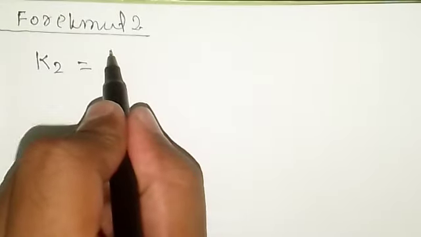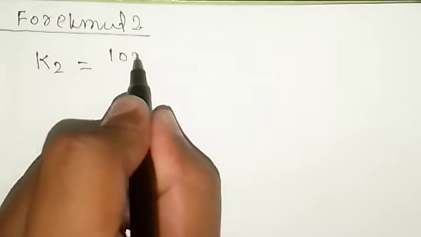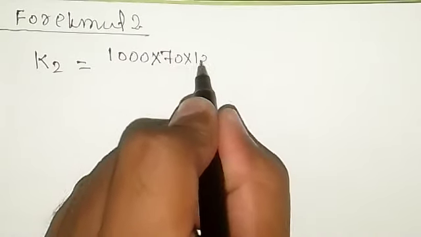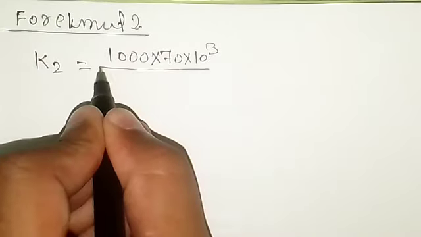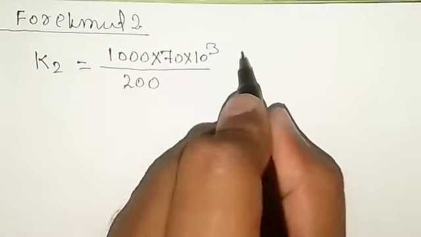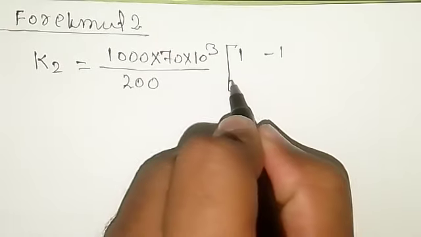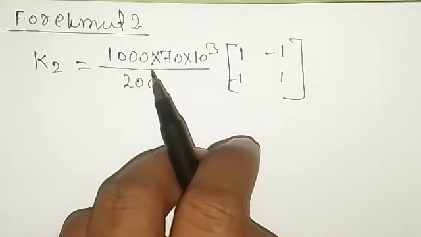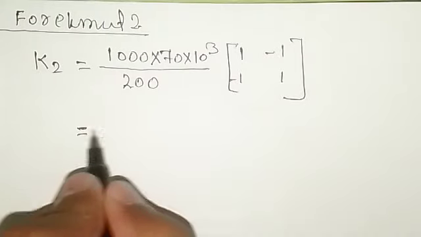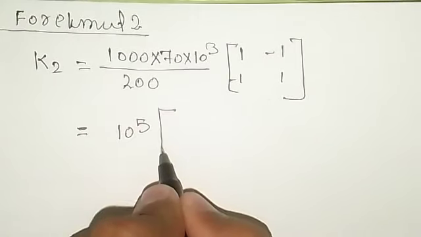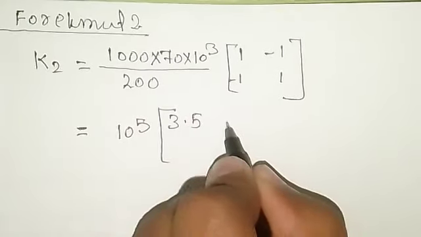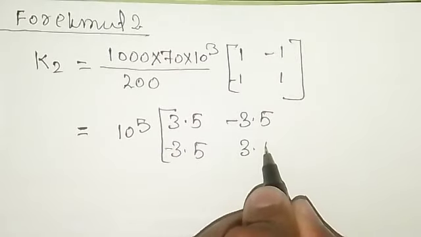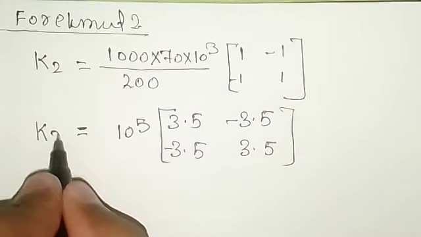So directly we'll substitute the values. For element 2, the area is 1000 mm square. Young's modulus is 70 GPa, which means 70 into 10 to the power of 3 Newton per mm square, divided by length 200, multiplied by the matrix 1 -1, -1 1. On simplification, the value will come to 3.5 into 10 to the power of 5. So I'll multiply 3.5 and take 10 to the power 5 common, so it is 3.5, -3.5, -3.5, 3.5. So this is your K2, right?